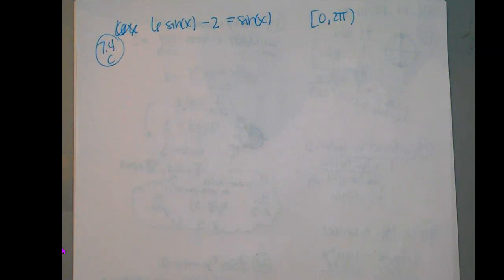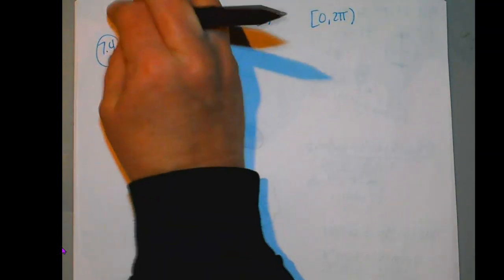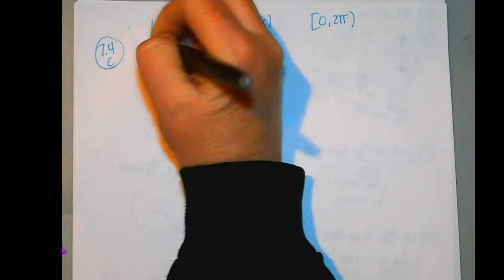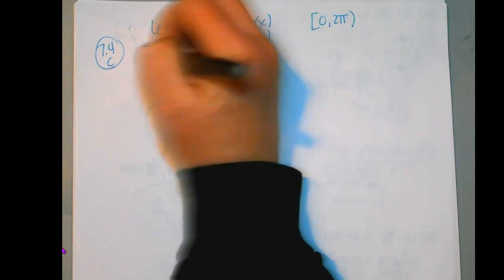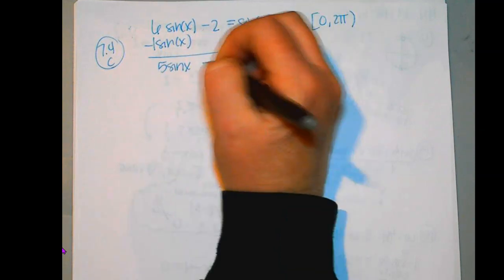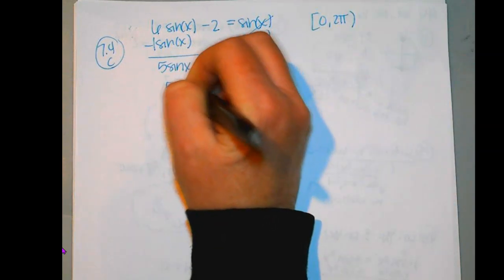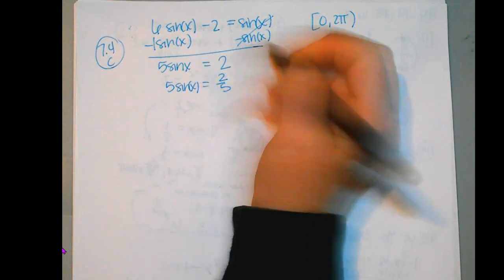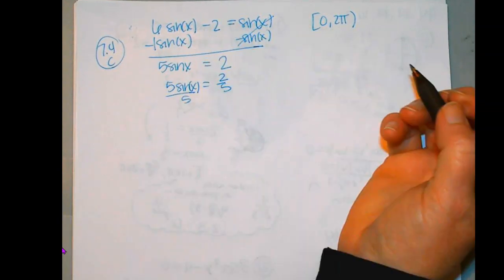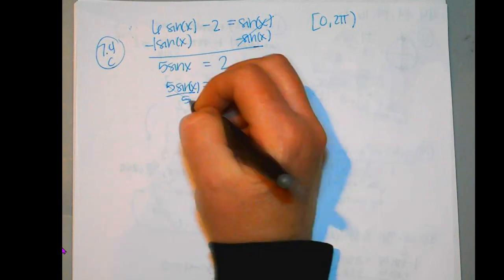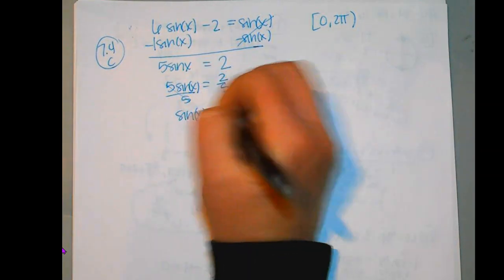So what do I need to do first? Subtract sine of x. Get the sines on the same side. That would be good. So now we have 6 minus 1 is 5 sine of x. Can I go ahead and throw the 2 on the other side? Is everybody comfortable with that? Okay, so now we have 5 sine of x equals 2, and then 2/5 because I've divided by 5. So sine of x equals 2/5.